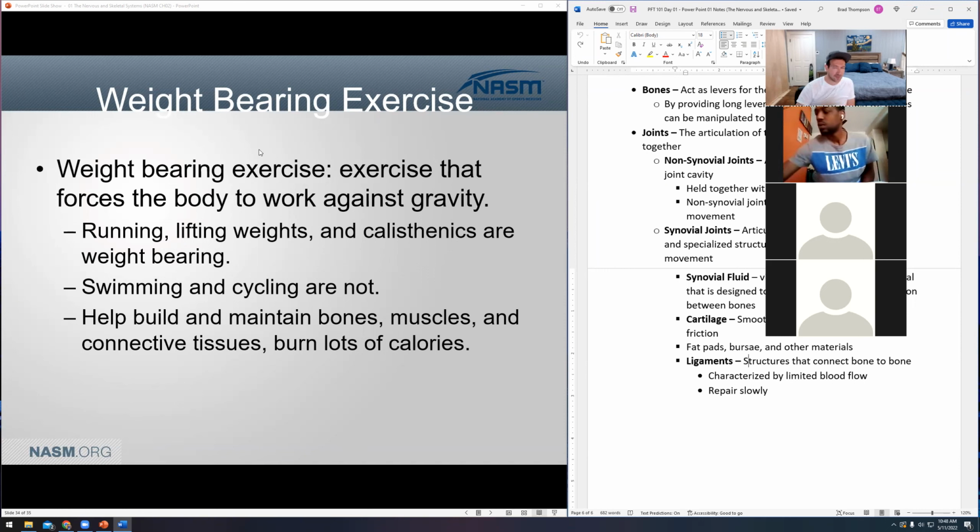Anything that uses gravity as a resistance, we're not 100% sure why, but that has been shown to have the most positive effects on the skeletal system. Now, does that mean that you're going to have bad bone density as a cyclist? No, definitely not. It still builds bone density, but in particular, the gravity-based stuff is a little bit better.